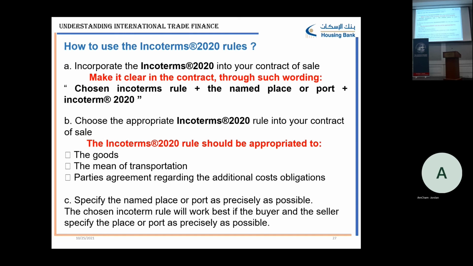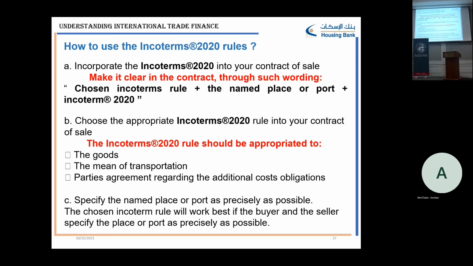So how can I choose, as importer and exporter, the Incoterm? This depends. If I have durable goods, I have to use certain Incoterms. If I have non-durable goods, I have to use other Incoterms. This is very important. The means of transportation: there are some Incoterms that can come with each type of method of shipment, but there are other Incoterms restricted to sea shipment or waterway shipment. The parties' agreement on the additional cost obligations. Who will bear the insurance? Who will bear the loading, the unloading, the transportation, the inland transportation? This also will determine which Incoterm I have to insert in the contract of sale.